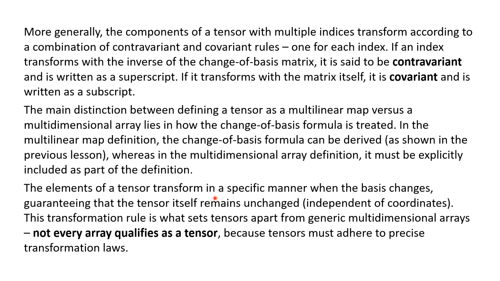The elements of a tensor transform in a specific manner when the basis changes, guaranteeing that the tensor itself remains unchanged, independent of coordinates. This transformation rule is what sets tensors apart from generic multidimensional arrays, which, as I just said, is sometimes all you may need. Not every array qualifies as a tensor because tensors must adhere to the precise change of basis rules.